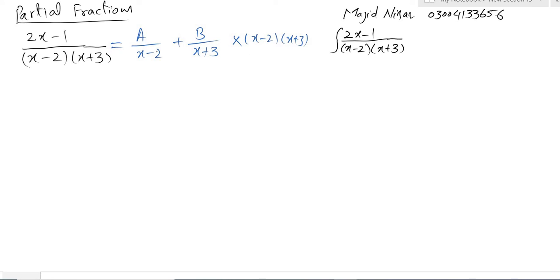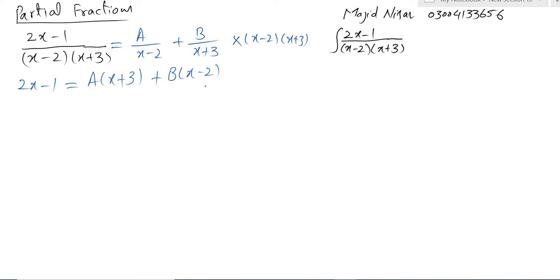When we multiply the whole equation by x minus 2 and x plus 3, this x minus 2 and x plus 3 will be cancelled and just 2x minus 1 will be left. And x minus 2 will cancel x minus 2, and it will be a into x plus 3. Again x plus 3 will cancel x plus 3, so we will get b into x minus 2. So this is the most simplified form right now.